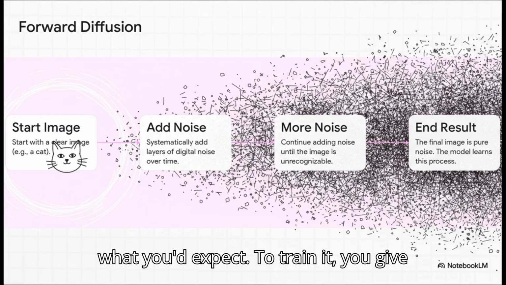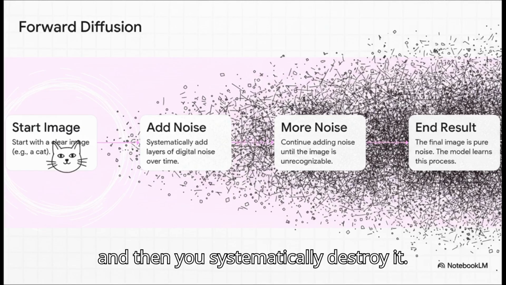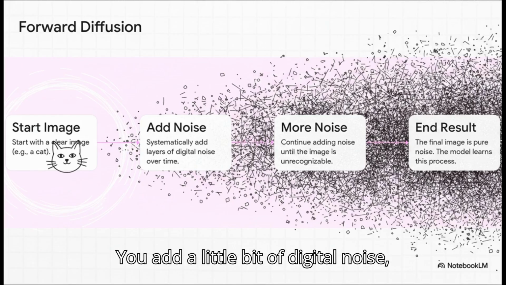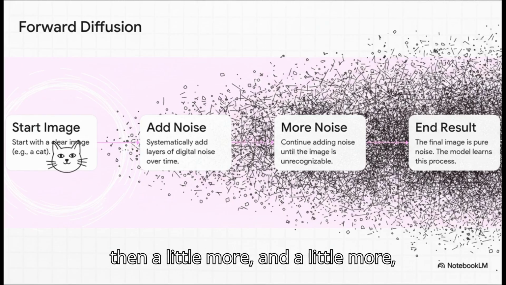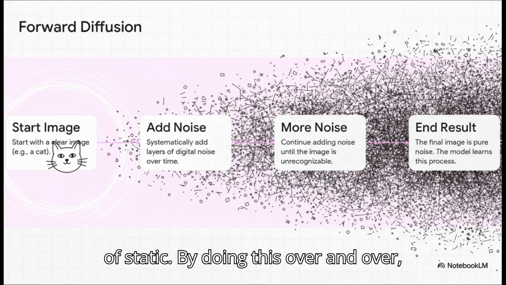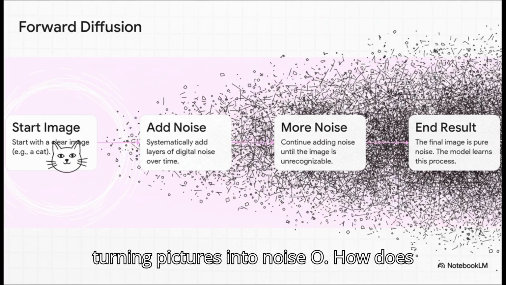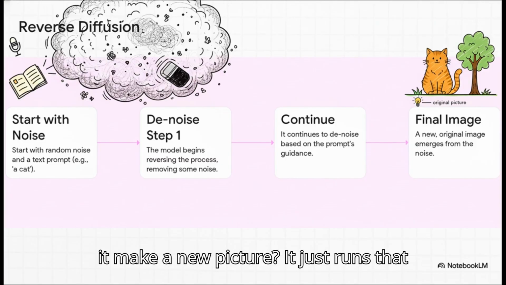To train it, you give it a nice, clear picture, like this cat. And then you systematically destroy it. You add a little bit of digital noise, then a little more, until all you have left is a screen full of static. By doing this over and over, the model becomes an expert at one thing: turning pictures into noise. So, how does it make a new picture?